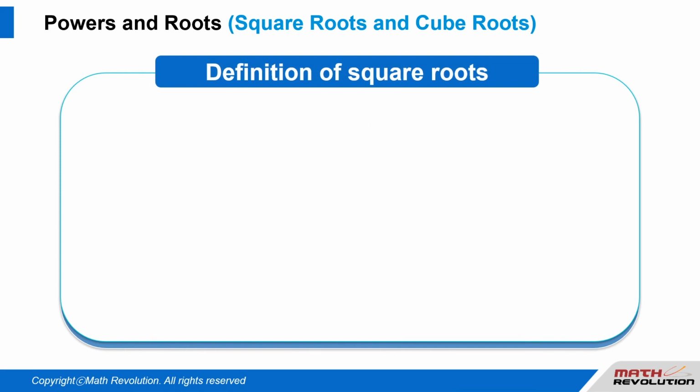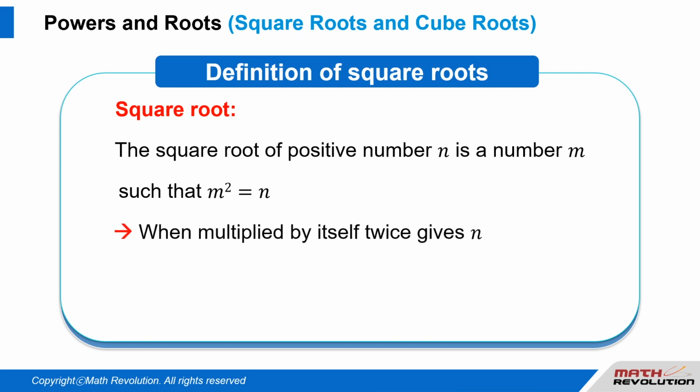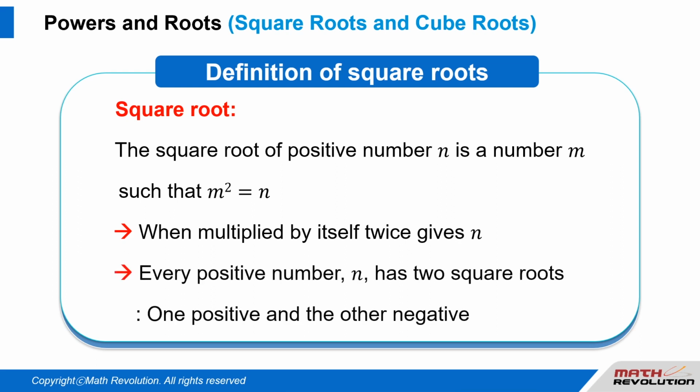Let us talk about the definition of square roots. The square root of a positive number, n, is a number, m, such that m squared equals n. That is, the square root of a positive number, n, is the number m, which, when multiplied by itself twice, gives n. Every positive number, n, has two square roots, one positive and the other negative.